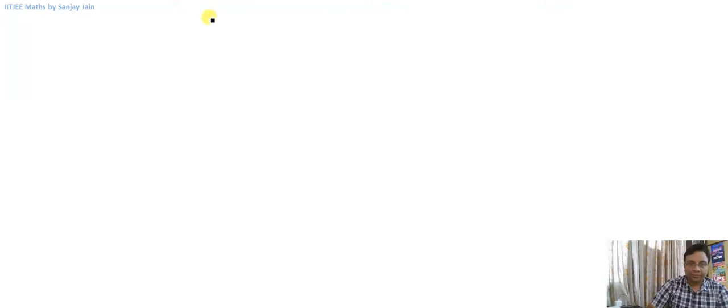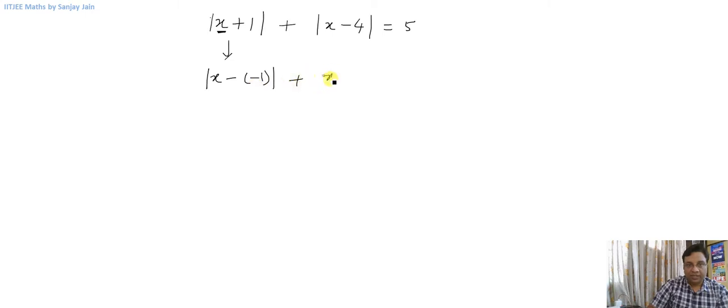Okay, let us take some more questions. For example, if I take mod x plus 1 plus mod x minus 4 equals 5. Here, if you look at it geometrically, there is a real number x, the distance of which from -1, because you can always write this as x minus of minus 1, right? You can write this mod as this, plus mod x minus 4, is equal to 5.